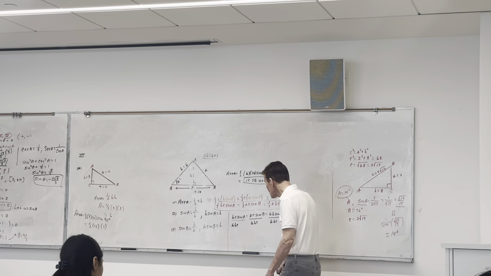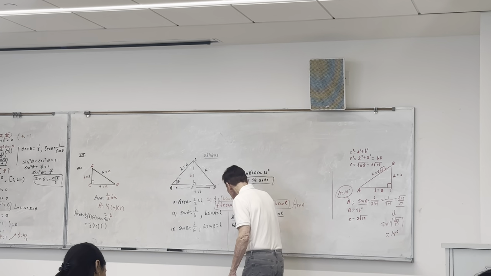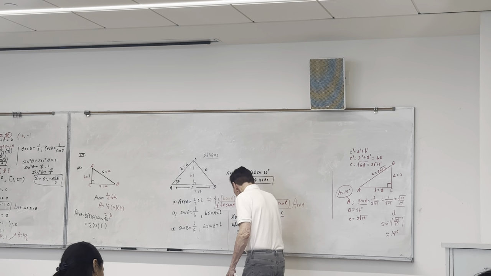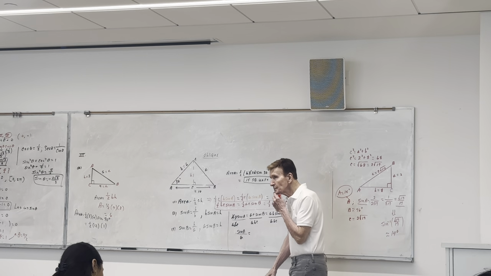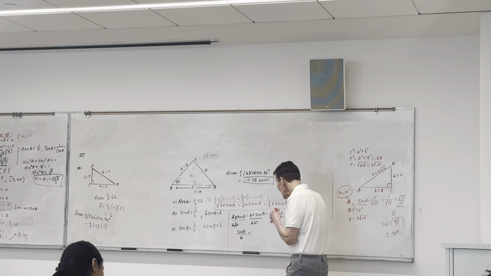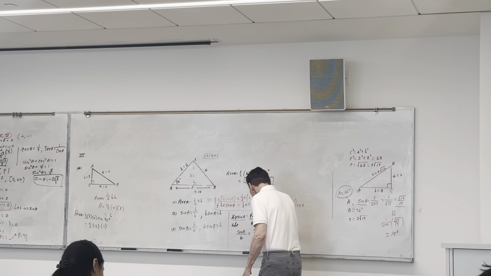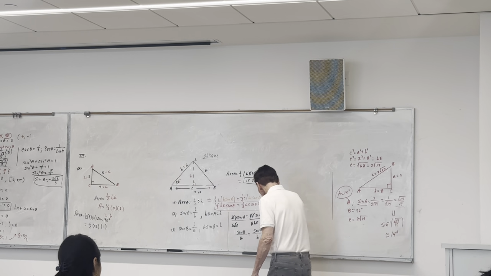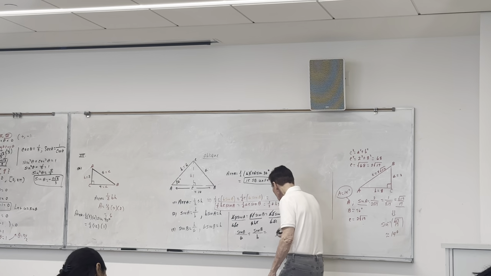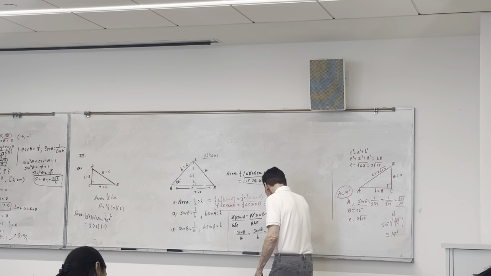What's going to happen? Here the B's cancel, C's cancel. You're left with sine A, angle A, over lowercase a. The next one, A's cancel, C's cancel. You're left with sine of angle B over lowercase b. The last one, A's cancel, B's cancel. You're left with sine of angle C over lowercase c.